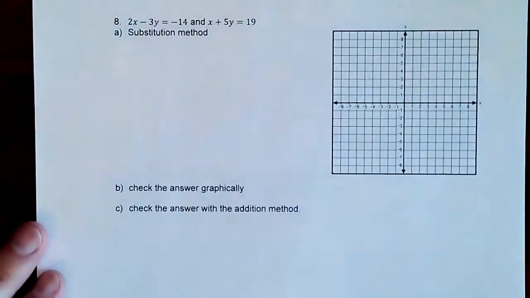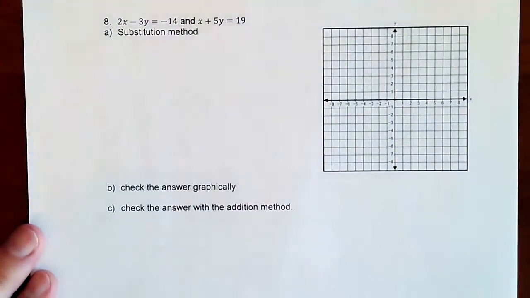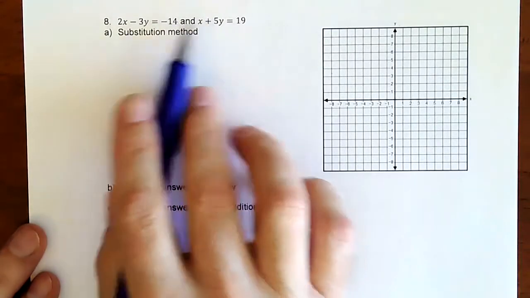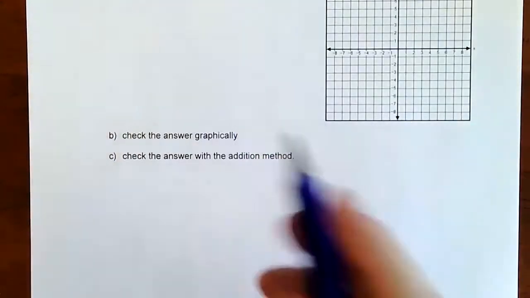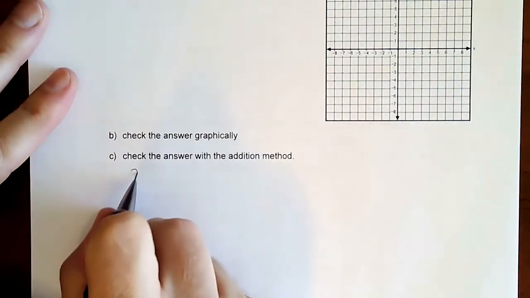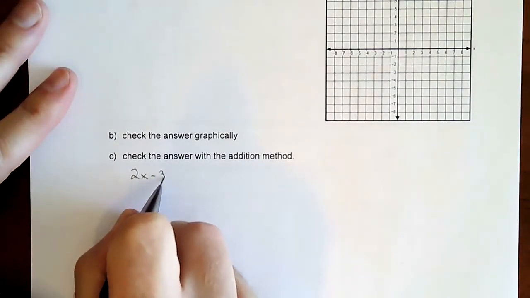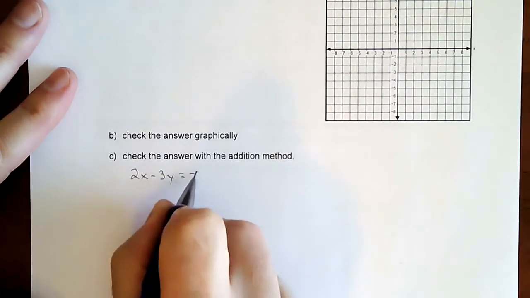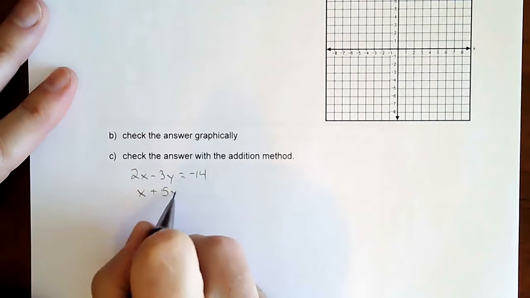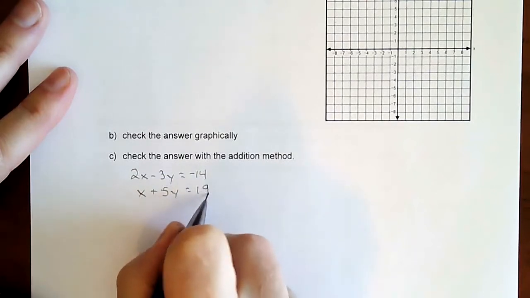So we're going to do a second equation. And so here's our second system of equations. The way this is set up, I really think elimination, the addition method, fits best: 2x minus 3y equals negative 14 and x plus 5y equals 19.